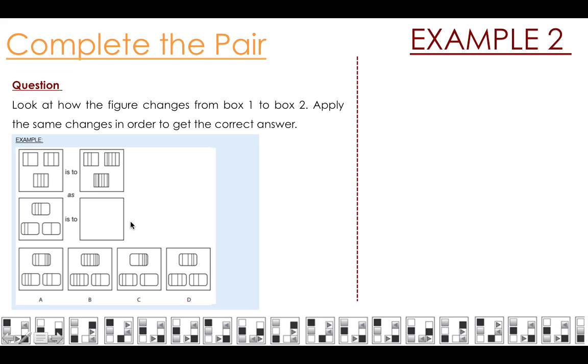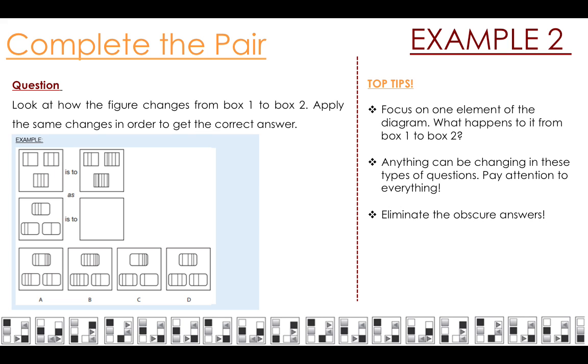Now, a top tip for this type of question is to only focus on one particular element of the diagram. So let's pay attention to this box here. Now you can see that there's one vertical line. If we look in the second box and see how this has changed, you can see that this is now doubled. So therefore you know that in box 3, if it has 3 lines, this should have 6. So you should look at the answer options and see which ones you can rule out.